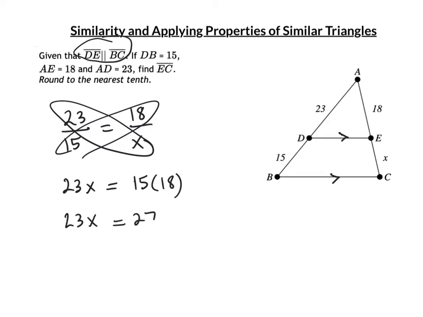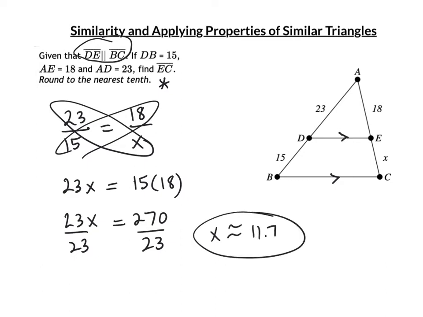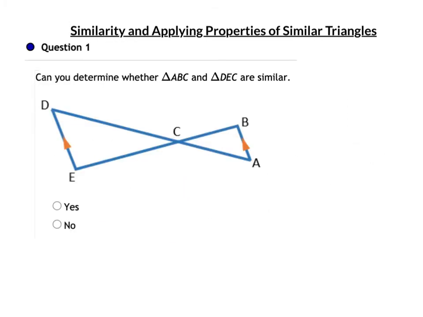23x is 270, and then we can divide by 23. And the instructions, I believe, in WAMAP are to round to the tenth on this question. So we'll just divide that by 23, and to the tenth, x is about 11.7. The rest of this video is just answering questions from your assignment.